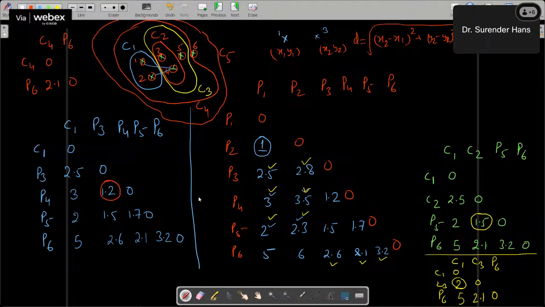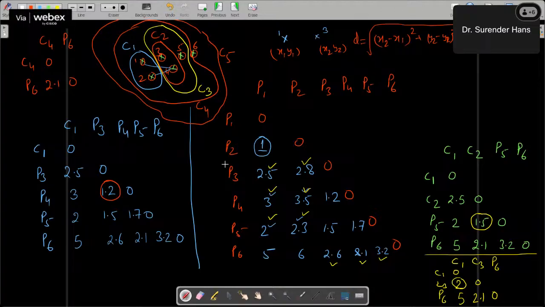Clear? So now we have to update the distance matrix every time. Okay, so we calculate the distance between the new cluster and all the existing clusters. Correct? So now here again you may ask one question, how to calculate the distance between the two points and cluster.